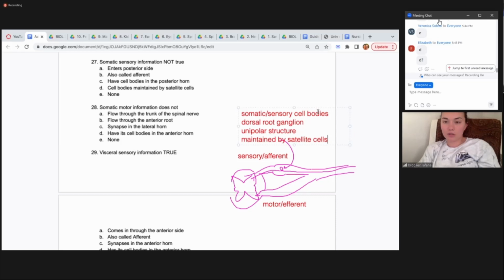Somatic sensory cell bodies are in the dorsal root ganglion. They're unipolar by structure. They're maintained by satellite cells. The posterior horn does not have any somatic sensory cell bodies. It's just the axon. So the correct answer to 27 would be C, because they do not have the cell bodies in the posterior horn. Good?